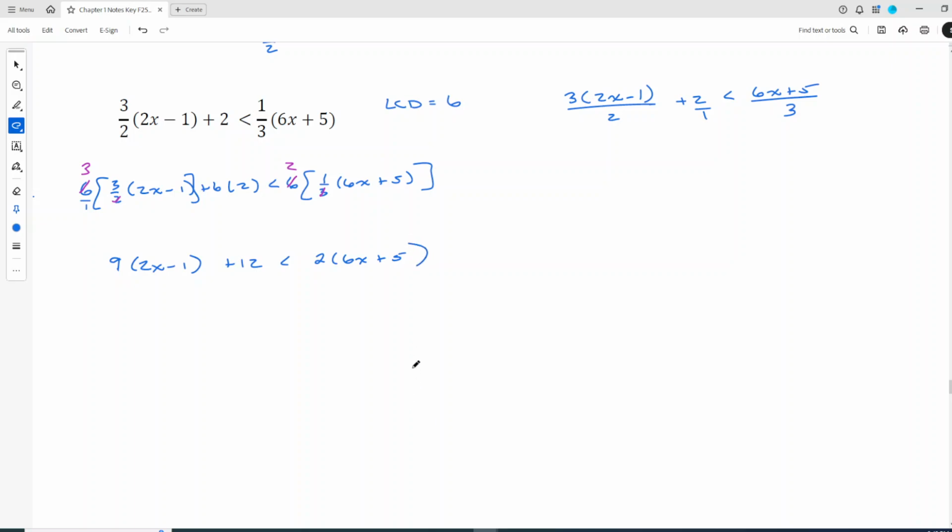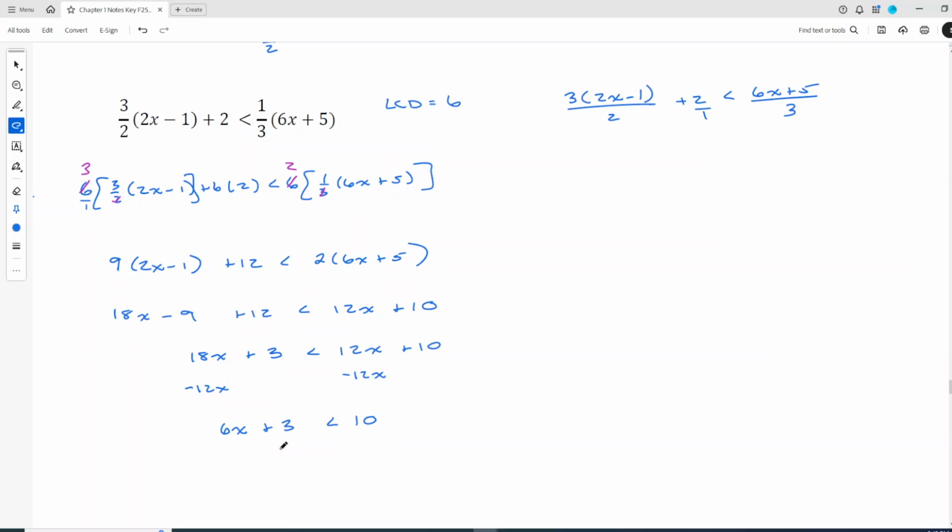And then I'm just solving this linear inequality. So I've got 18x minus 9 plus 12 is less than 12x plus 10. I'm going to collect like terms. I have 18x plus 3 is less than 12x plus 10. Now I'm going to isolate my x's on one side, so I'm going to minus the 12x from each side. I end up with 6x plus 3 is less than 10.